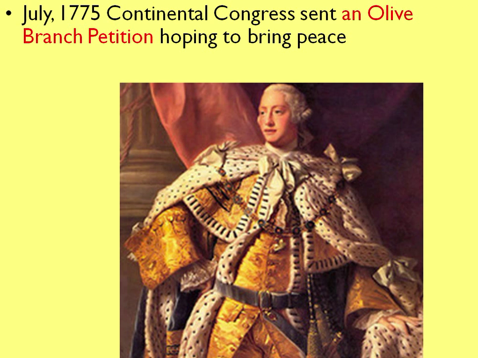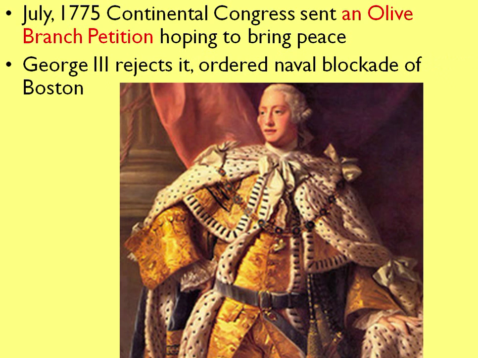And what the Congress does decide to do is to send off one final, let's sit down and talk. They call it the Olive Branch Petition, an olive branch being a symbol of peace. And it's hoping that they can just sit down with the king. But King George III, he doesn't even read it. He just sends back no, and orders a blockade. And this is one of the spurs to get Congress to go towards independence.